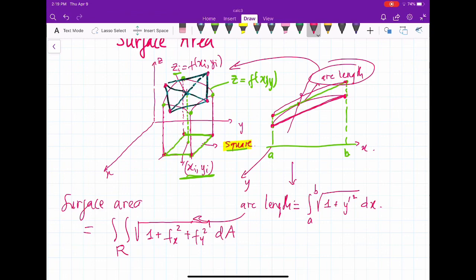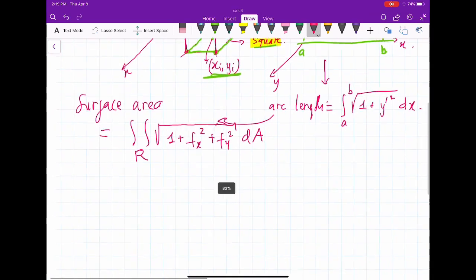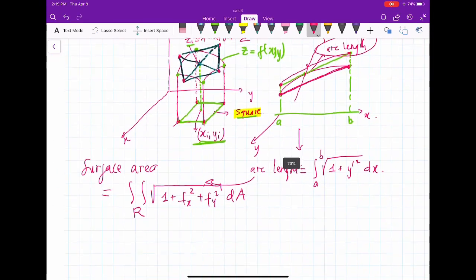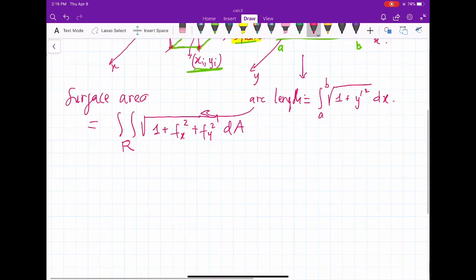Of course, in order to prove this formula, we need to involve the cross product. We need to find the area of each parallelogram right here. But that is a long way, and you can see the detail in the textbook. I just try to explain how to generalize from the arc length formula to the surface area formula, meaning from the case of a function of one variable to the case of a function of two variables. Okay, so you have to copy this formula in your formula sheet.